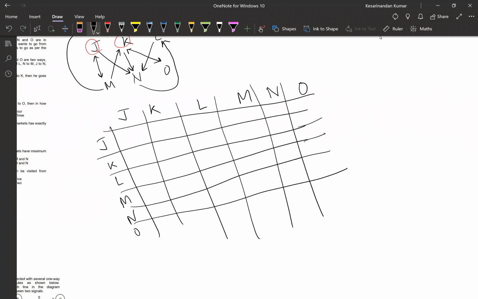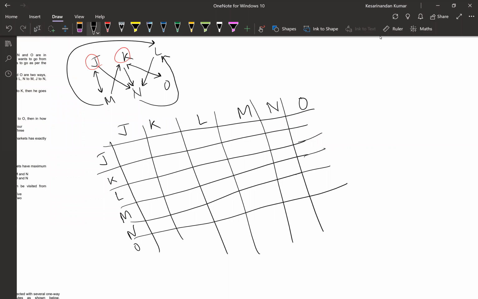Now, after having this matrix, if it's a one-way road, we will write 1. Like if the road is from J to N, we will write 1. If J to N is double way, we will write 2. If J to N is in the opposite direction, we will write -1. This is the convention we will follow. This won't be possible for the diagonal because you cannot go from the same place to the same place.